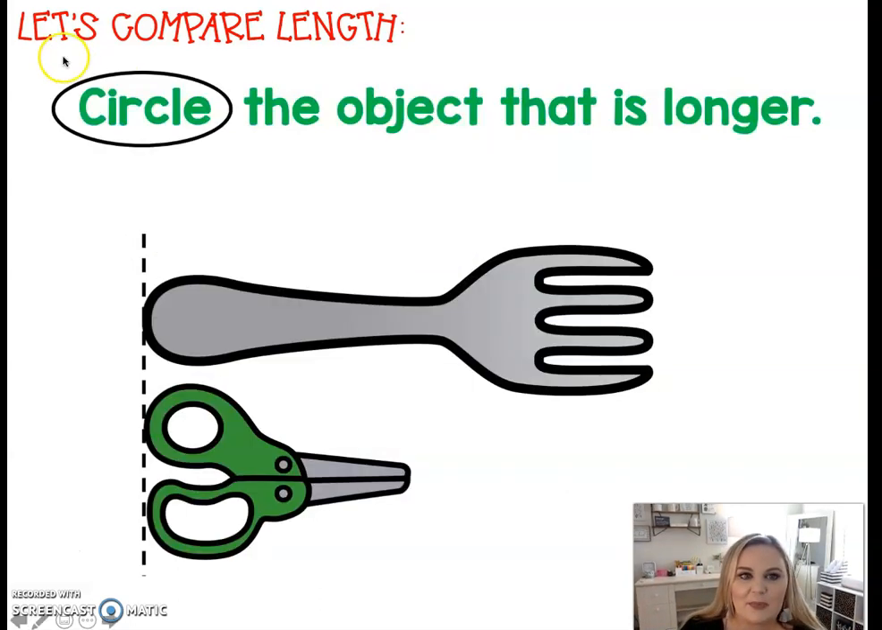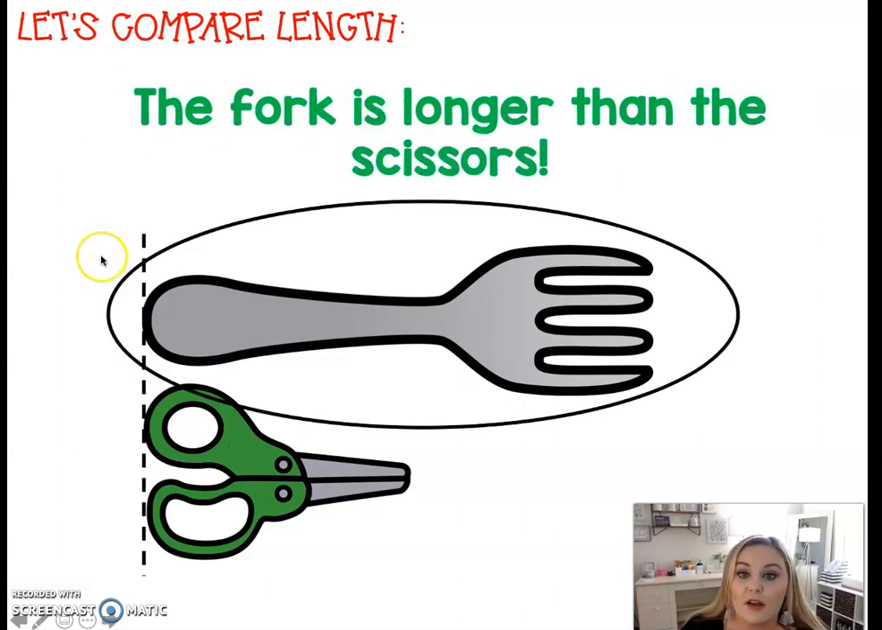Very nice job. Circle the object that is longer. So I want you to look at these 2 objects. Which one is longer? Go ahead and put your air circle around the one that is longer. The fork is longer than the scissors. Did you guess that? I can't even trick you guys if I try. You guys are so awesome.